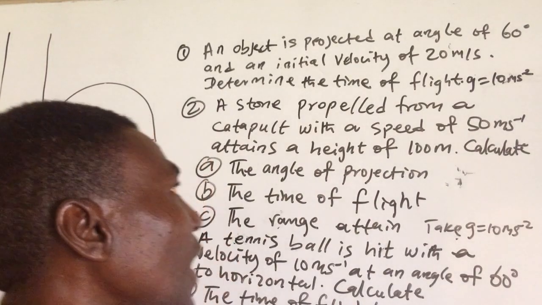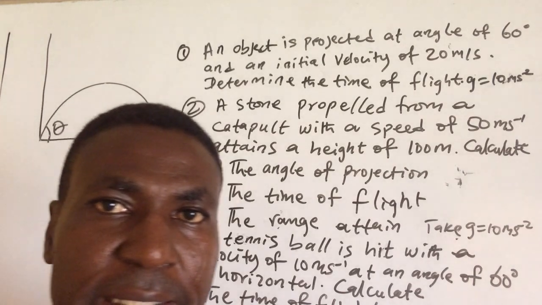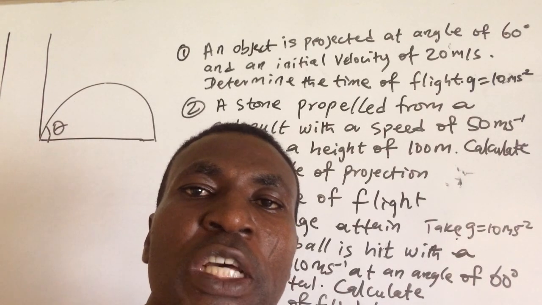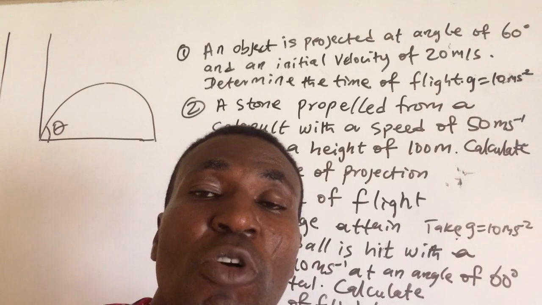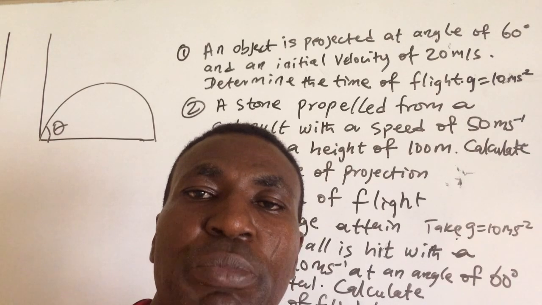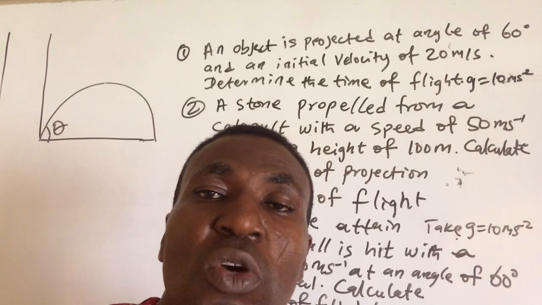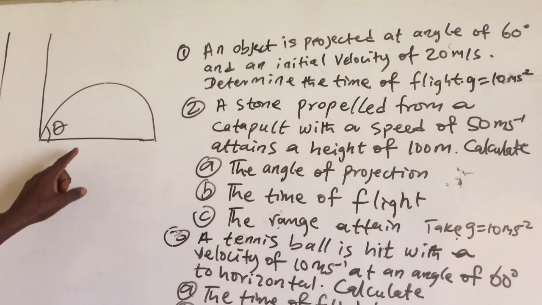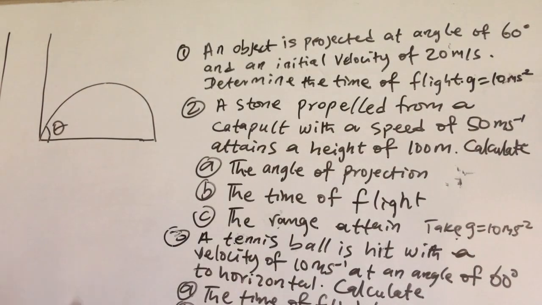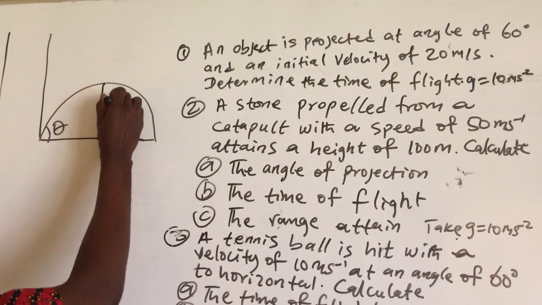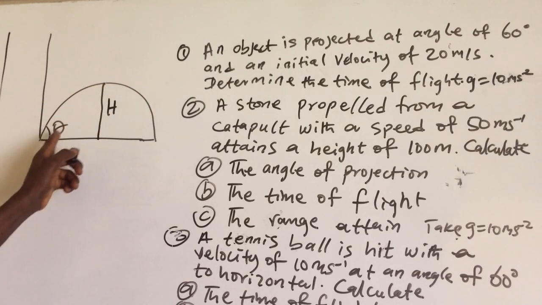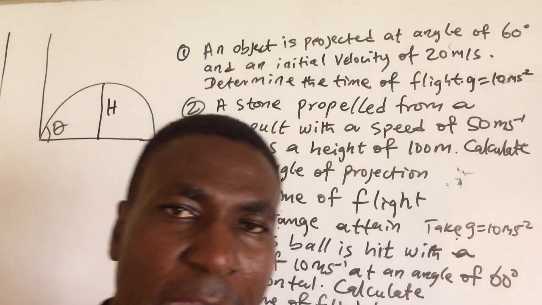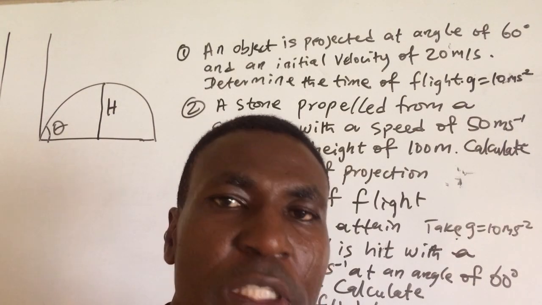Now, since we have the height and also the velocity, the formula we will use is the formula of the maximum height attained. In projectile, there is a formula to calculate the maximum height attained. The maximum height attained is from this horizontal to the highest point here. That is the maximum height the stone has passed through before landing, okay? And it has a formula in projectile.